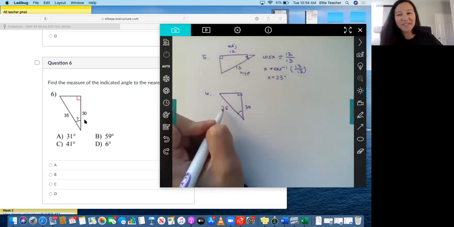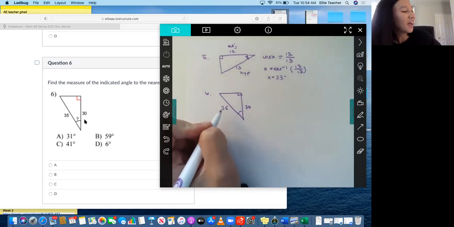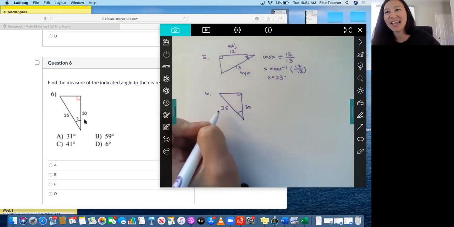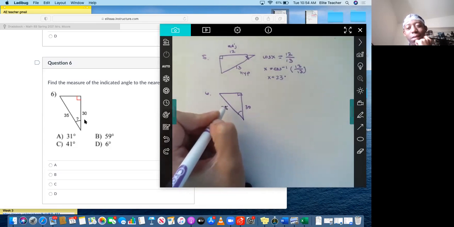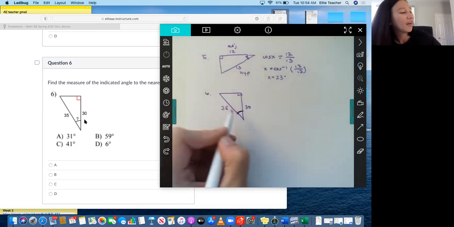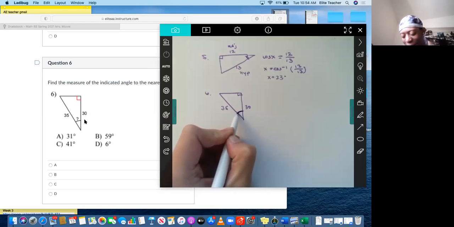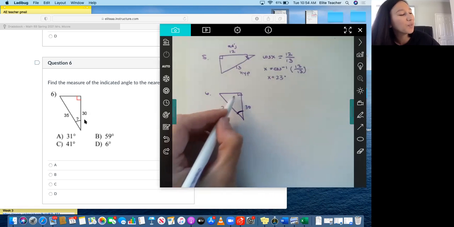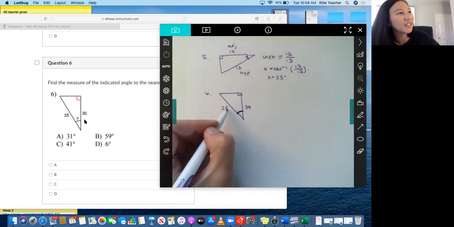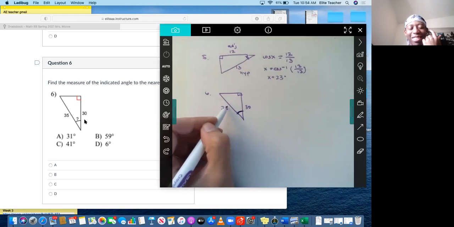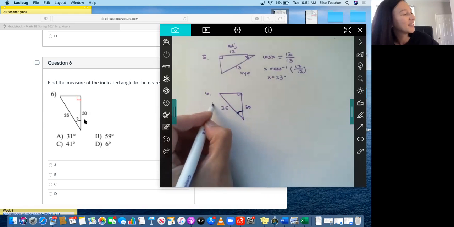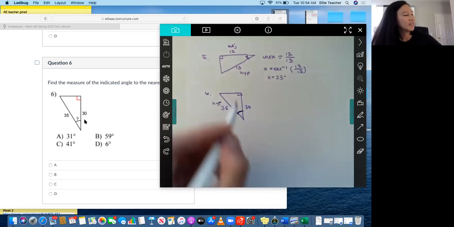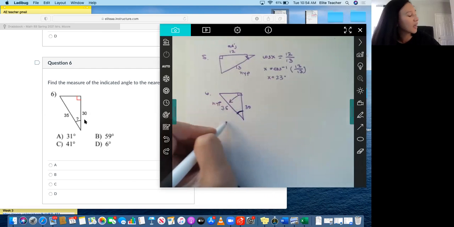So what would 35 be? Which side is that? That would be the opposite. So here's our reference angle. It's across from the 90-degree angle. I'm confused. Would that be the opposite? It's the hypotenuse. So the side across from the 90-degree angle is the hypotenuse.